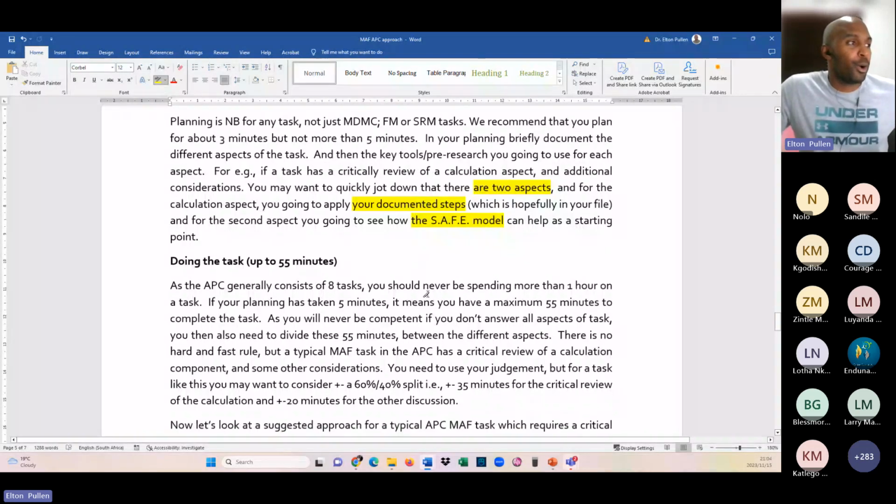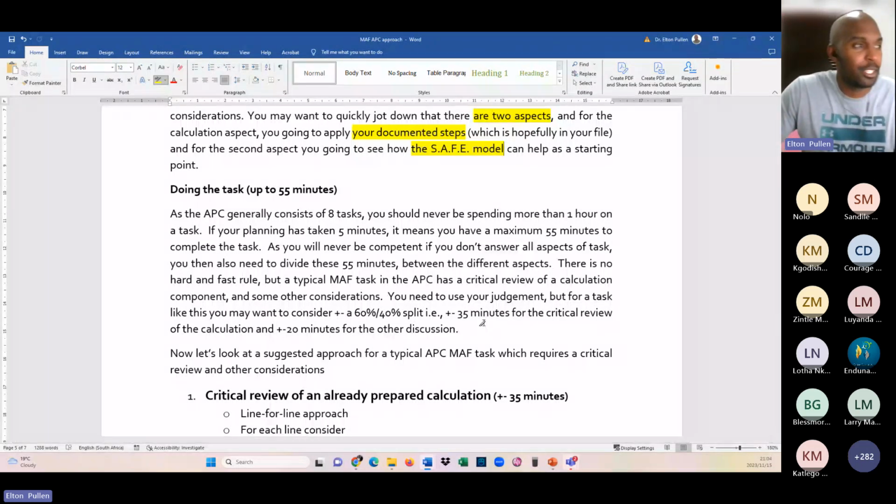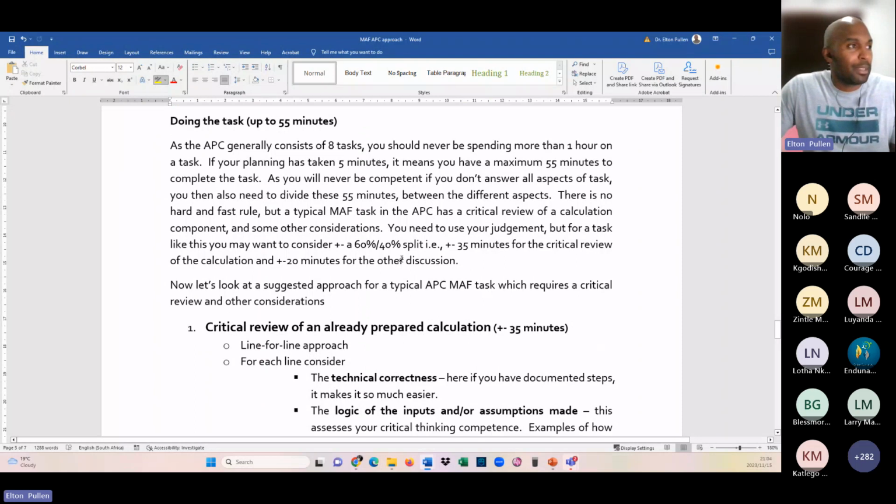Okay, so this write-up over here is pretty much to say that you probably now have 55 minutes. Depending on whether it's the generic APC task of a critical review of a calc and other considerations, you then need to split this 55 minutes over those two aspects. And this is just a guideline, not a hard and fast rule. So please don't say, Alton, you told me this. It's just a guideline.